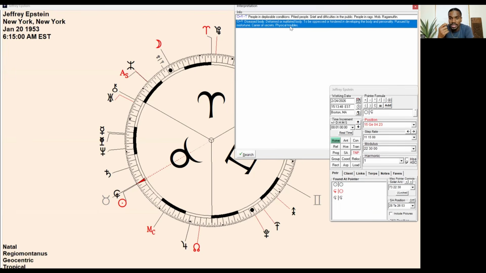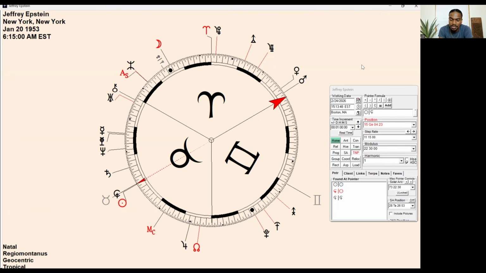But the Sun-Hades combination has to do with the deformed or mutilated body, to be oppressed or hindered in developing the body and personality, to be pursued by misfortune, to be a carrier of secrets and physical troubles. I'm pretty sure we can admit and accept that Jeffrey was a carrier of secrets of not just himself, but also of many people. And apparently now that he is quote-unquote dead, the world may never know what those secrets are, because the government isn't seeming to be forthcoming with telling what those secrets are.